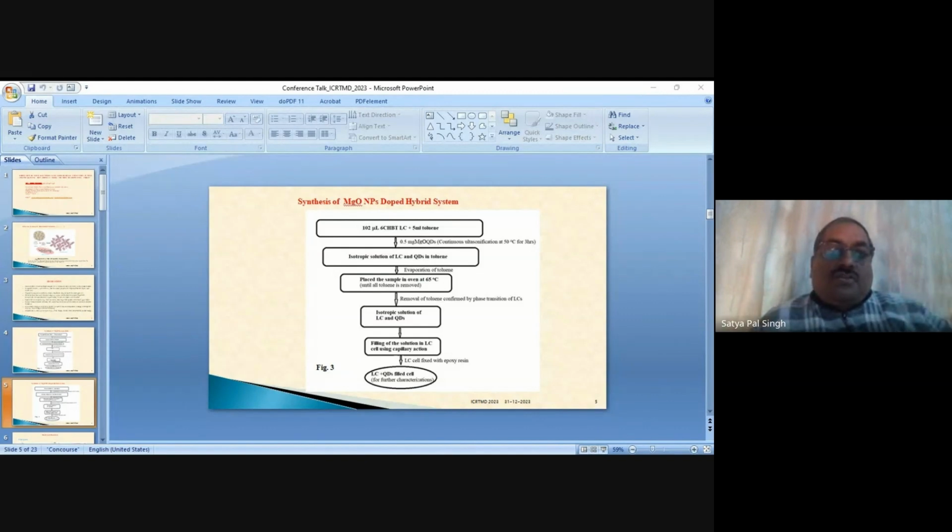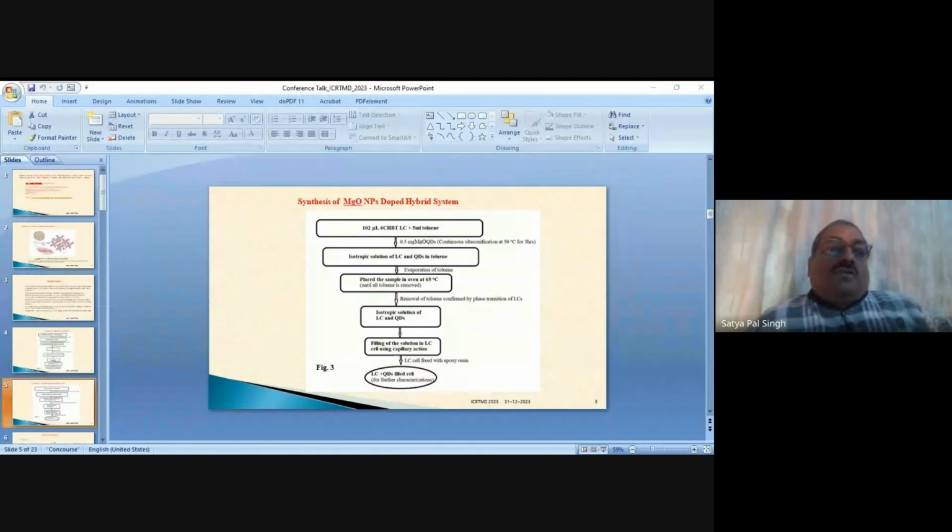We have also synthesized, our previous group members have synthesized, ZnO nanoparticles. So we repeat the same simple process and prepare a hybrid system of liquid crystal 6CSBT with ZnO quantum dots.